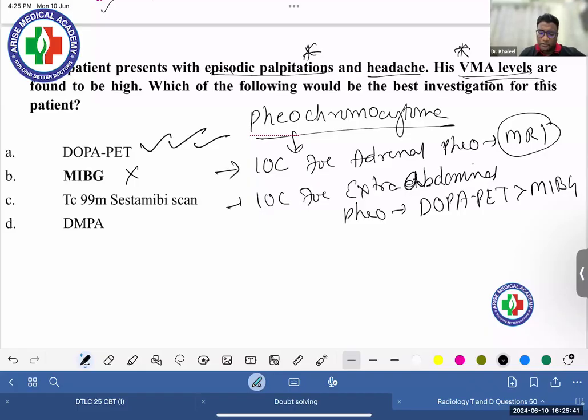So these are the two things that we have. So you know it is pheochromocytoma. And for adrenal pheochromocytoma, the investigation is MRI, right? Imaging investigation, basically, I'm talking about, not the biochemical metanephrines and all. I'm talking about imaging because the options also do not show that. So I should not think about that. We're mostly dealing with imaging investigation. Imaging investigation of choice for adrenal pheochromocytoma is MRI, and for extra-abdominal pheochromocytoma it is dopa PET, better than MIBG. Dopa PET better than MIBG.